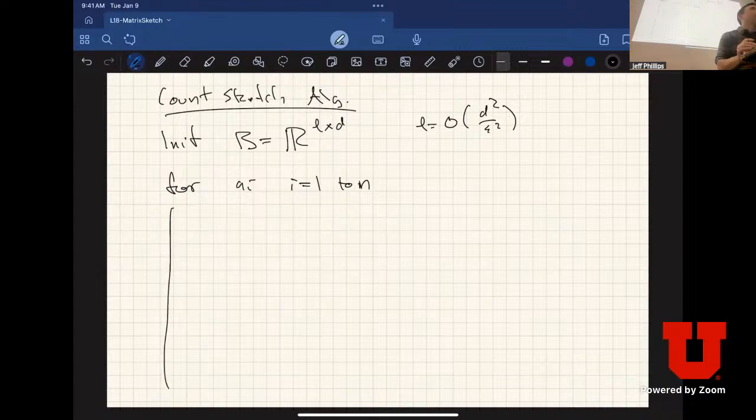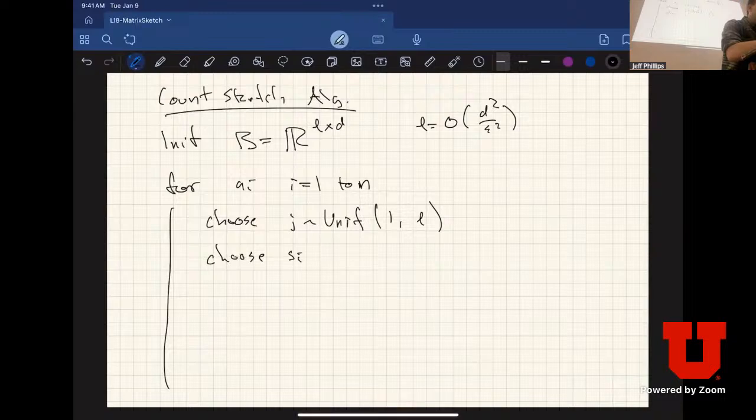Now basically how this will work is I'm going to choose J uniformly between 1 and L. So I'm going to pick an index, 1 of L, and then I'm going to choose S_i uniformly from -1 or +1.